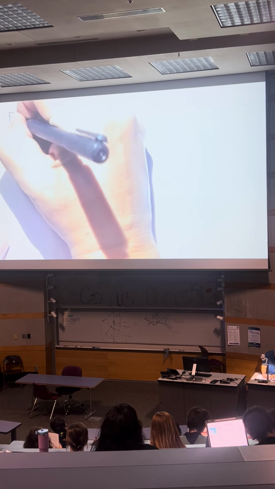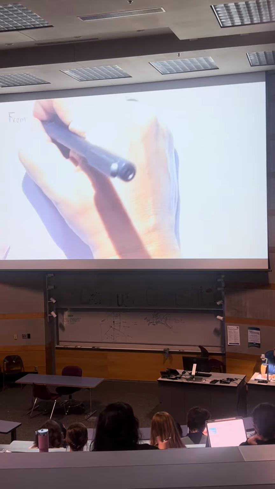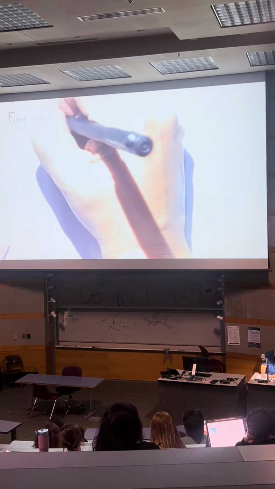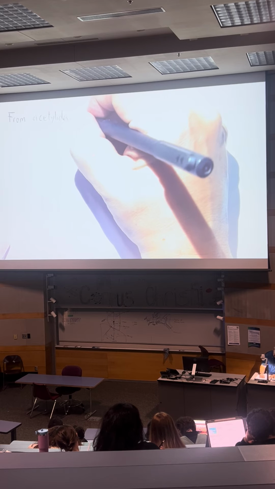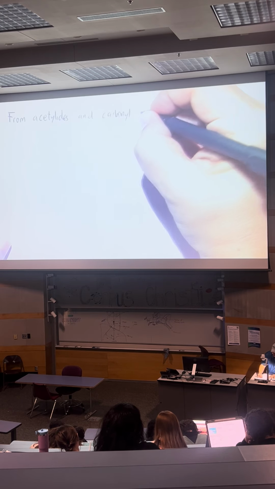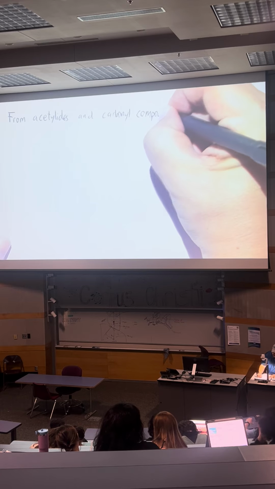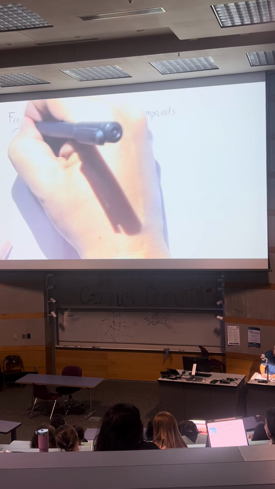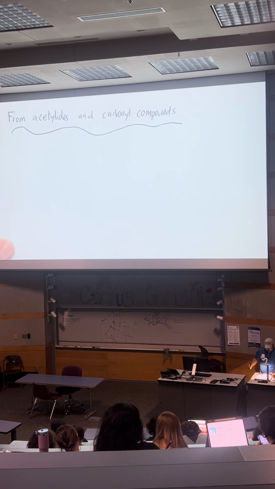All right, so now I'm going to show you a really cool reaction that is very much an SN2 reaction. But what we're going to do is generate alcohols from acetylides, which are going to react with carbonyls. And then we're going to revisit the same type of reaction with some Nobel Prize chemistry. This is really my point.